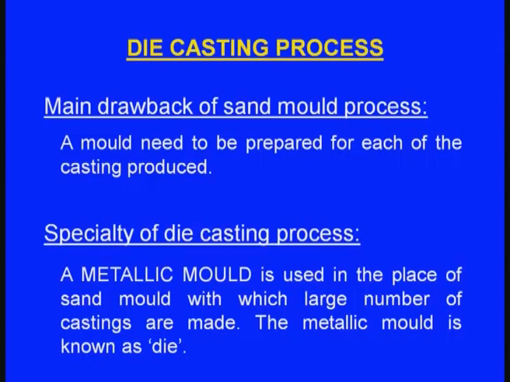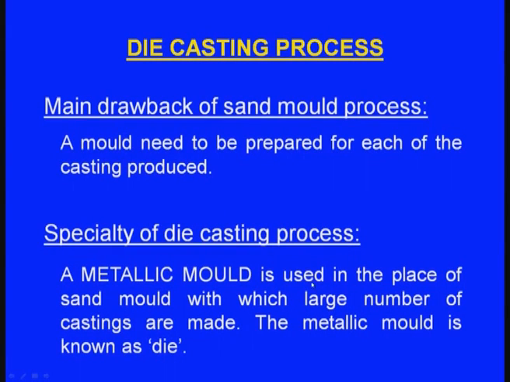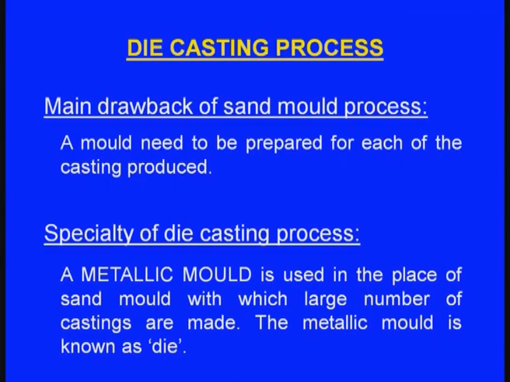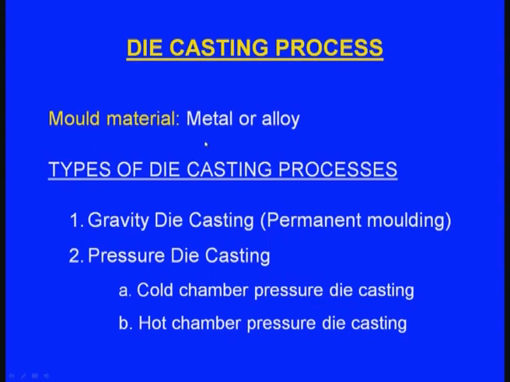Now, to overcome these drawbacks, die casting has been developed. Let us come to the speciality of the die casting process. In die casting, instead of a sand mold, a metallic mold is used, with which a large number of castings are made. Remember, this is a metallic mold. We are not going to break this metallic mold after the solidification of the casting. The same mold will be used again and again for making several castings. This metallic mold is known as die. Here the mold material is metal or alloy.